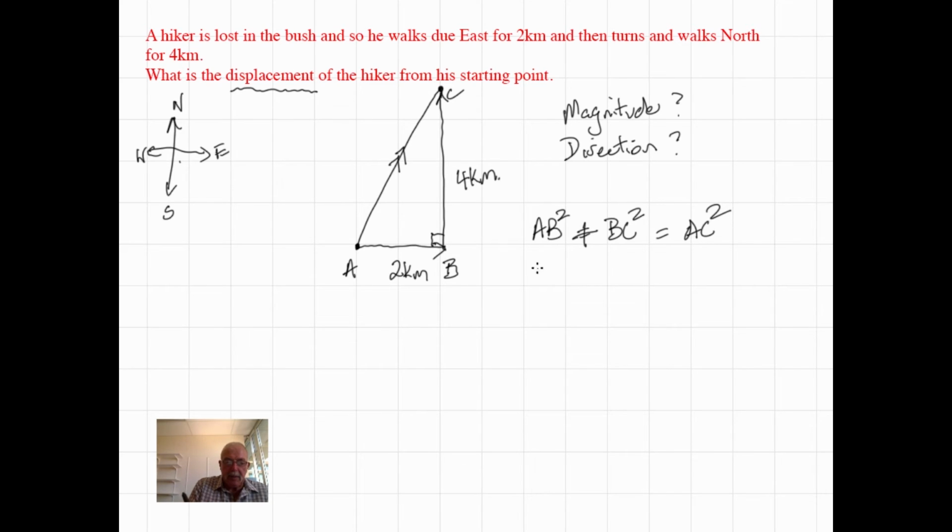So we've got AB is equal to 2, BC is 4, so we've got 16 plus another 2 squared, which is 4, 20, so we've got 20 equals AC squared. So AC is the square root of 20.